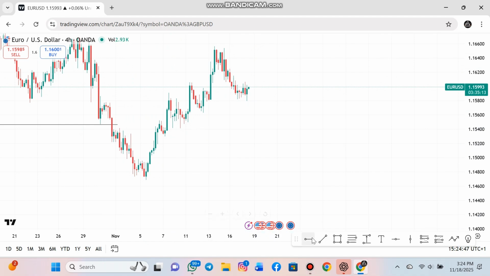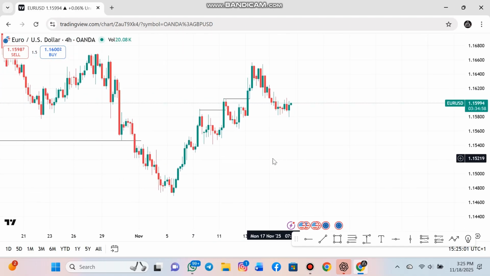Of course, this is another BOS here. This is break of structure here. Very clear. And this is another one here. See, so Euro is smoothly on a buy.